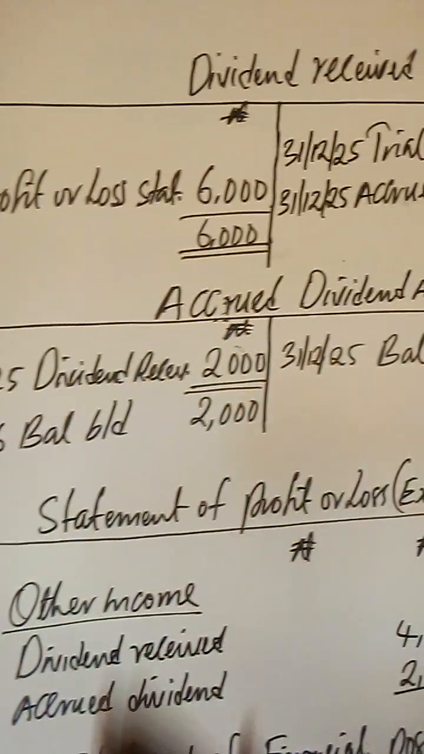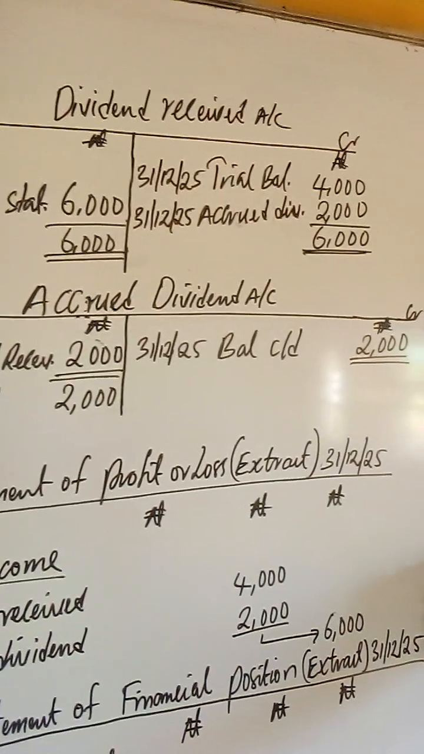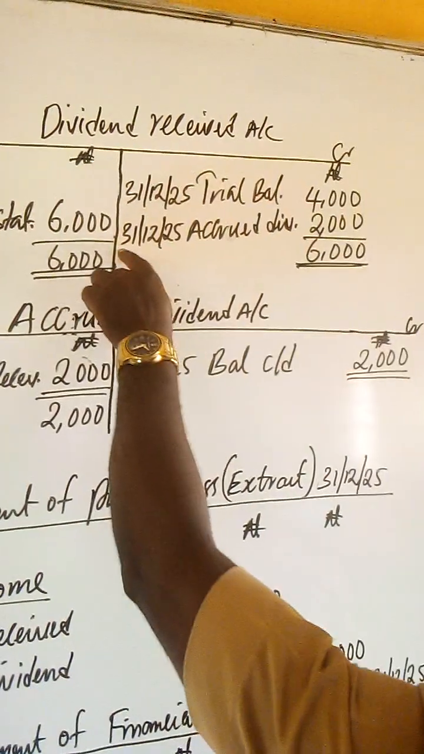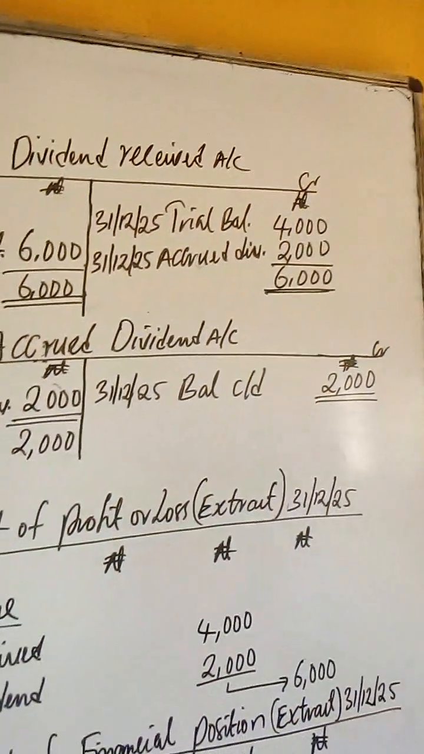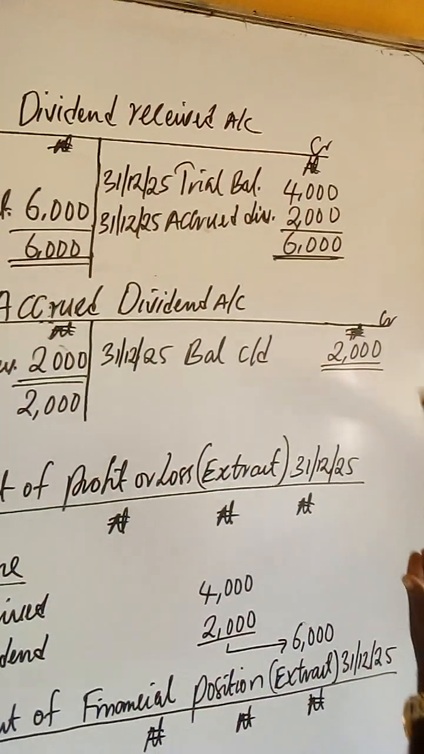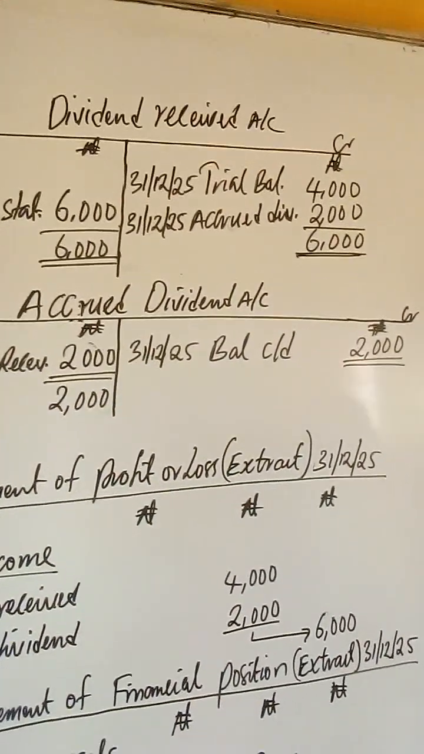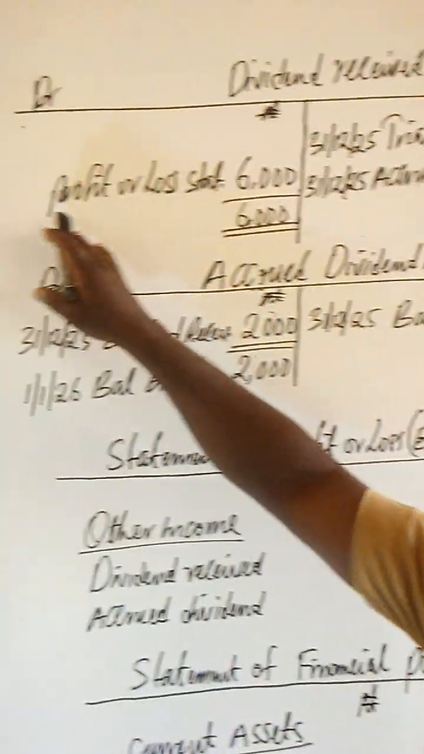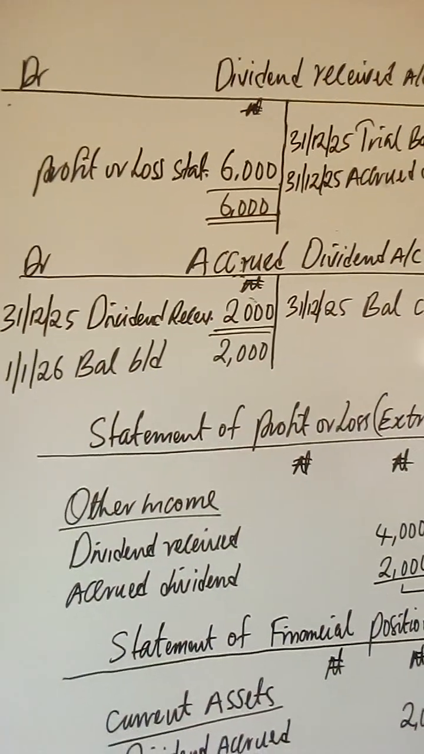Then income accrued in the current year is added. You add it to the one that's already paid. So here we add the accrued dividend of 2,000, which was supposed to be paid but not paid. So if you add the accrued income to the one that was already received in the current year, you will get 6,000. Then 6,000 is what we charge in the profit or loss account.